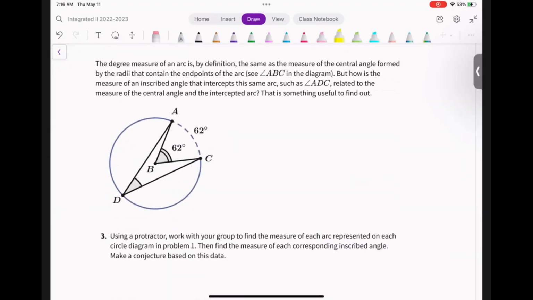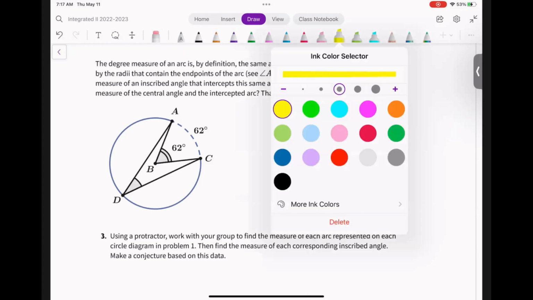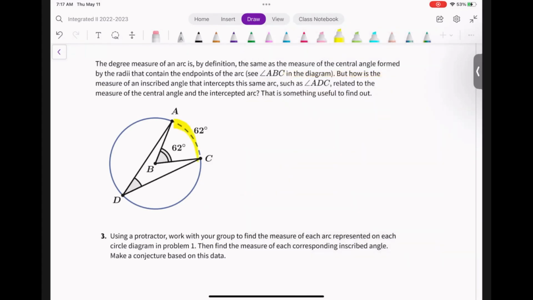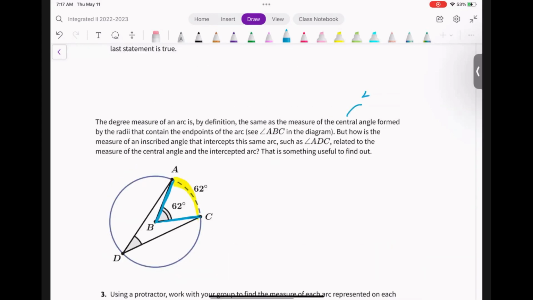So the degree measure of an arc is defined the same as the measure of the central angle formed by the radii that contain the endpoints of the arc. Let me just say that again. So this arc here is 62 degrees. We measure that arc as 62 degrees. It is defined by this angle here called the central angle. We call it the central angle because it's the angle whose vertex is on the center.